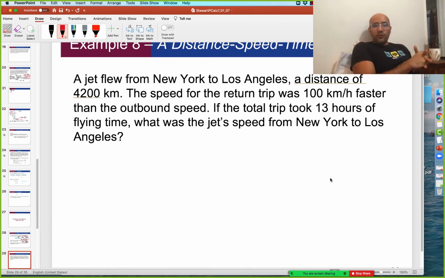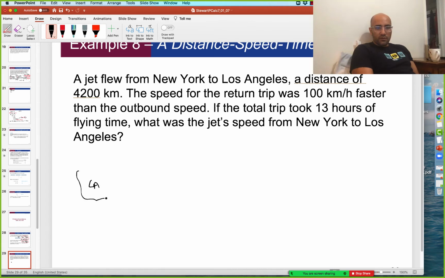A jet flew from New York to Los Angeles, a distance of 4,500 kilometers. The speed on the return trip was 100 kilometers per hour faster than the outbound speed. If the total trip took 13 hours of flight time, what was the jet's speed from New York to Los Angeles? Okay, so let's pull out my awesome drawing skills. We got LA over here. Let's see if we can draw a map of the US.